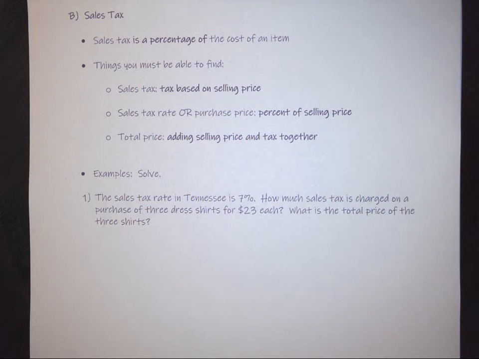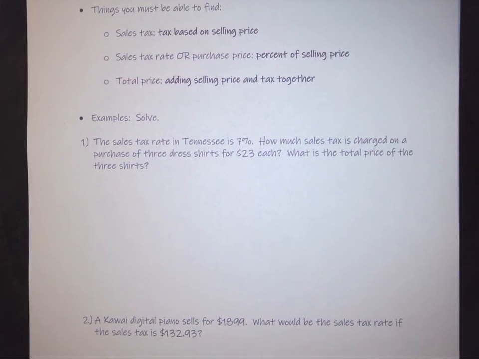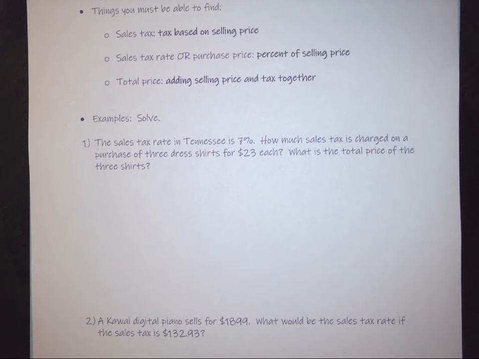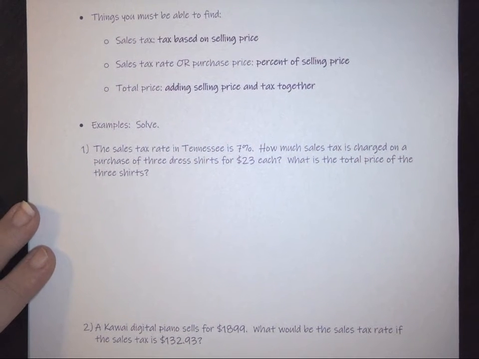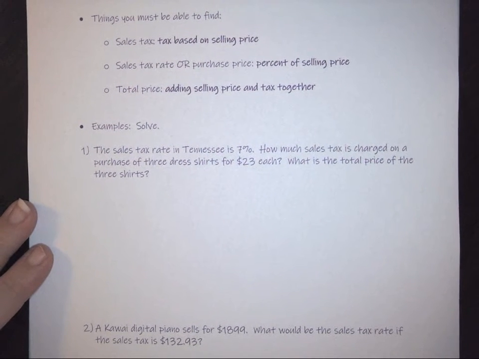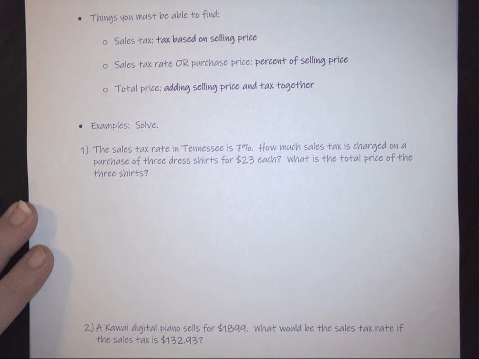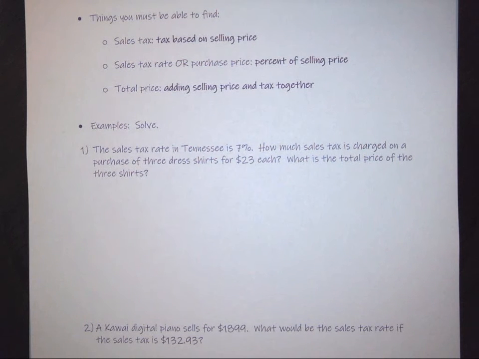So here we go. We have that the sales tax rate in Tennessee is 7%. How much sales tax is charged on a purchase of 3 dress shirts for $23 each? And then what is the total price of the 3 shirts? So the first thing that we need to know in order to find our sales tax is we need to know what's called a subtotal. Okay, it's your total before tax gets applied.